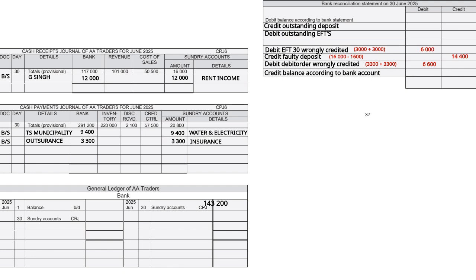We have a balance of 33,000, but do you see it is in brackets? So that means it is a negative balance. So now we have a debit balance according to bank statement, 33,000. So on the debit side, you are going to put 33,000.